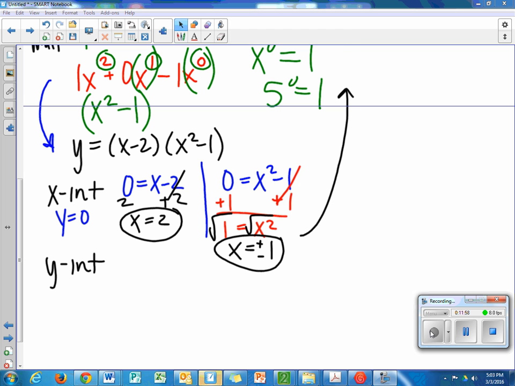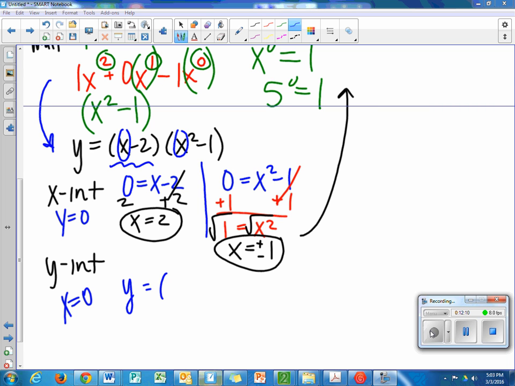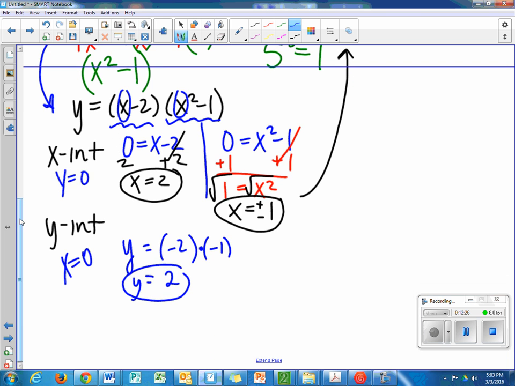Now, for the y-intercept, set x equal to 0. So now we have y equals 0 minus 2, which is just -2, times 0 squared minus 1. 0 squared is 0, so 0 minus 1 is -1. Multiply. So now we get +2. So go ahead and take this as well. Graph all these points and then connect them to get your final graph.